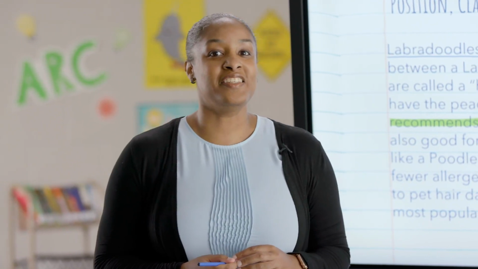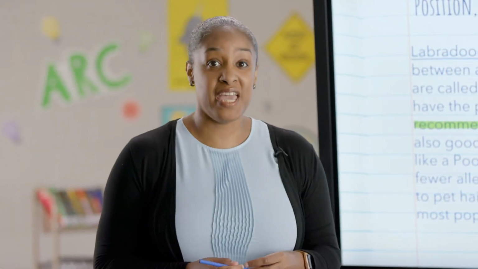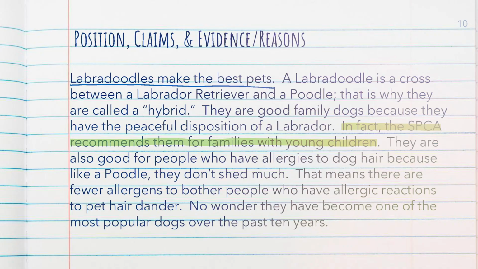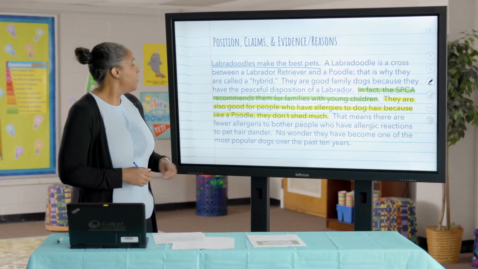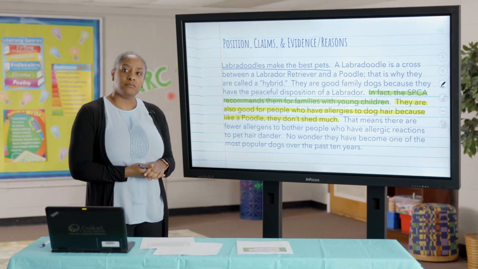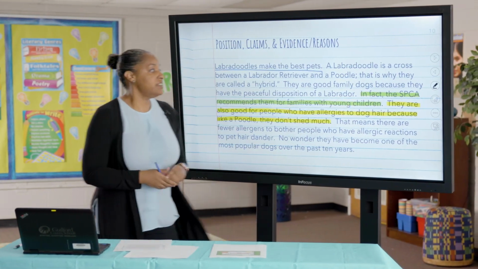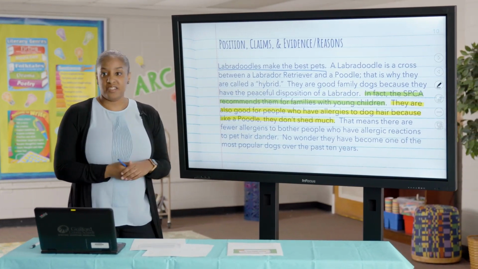Now let's find a sentence that best supports the author's position that Labradoodles make the best pets, but would be a little challenging to prove otherwise. "They are also good for people who have allergies to dog hair because, like a poodle, they don't shed much." I have a question for you. What makes these two pieces of evidence so different? Why did I choose the first sentence as verifiable evidence and not the second sentence?